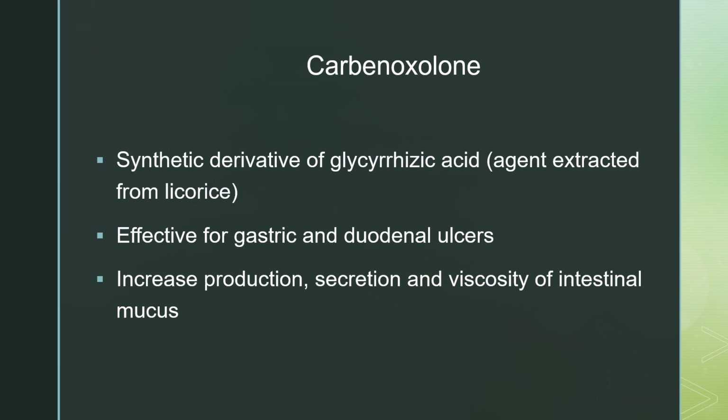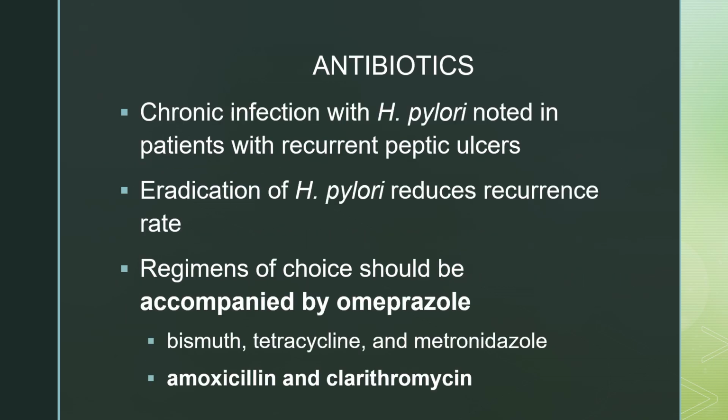Okay. Your carbenoxolone is the synthetic derivative of your glycyrrhizic acid, which is an agent extracted from licorice. This is shown to be effective against gastric and duodenal ulcers. And it induces the increased production, secretion, and viscosity of the intestinal mucus.